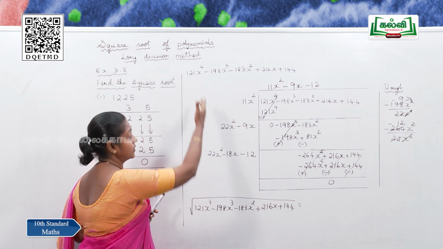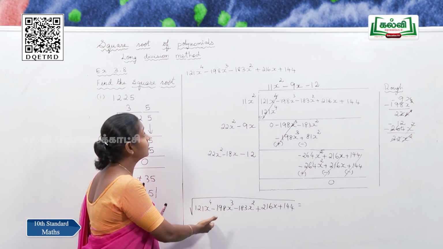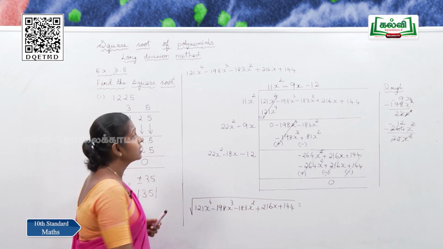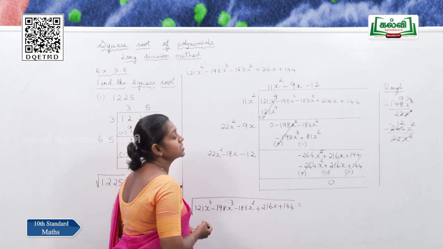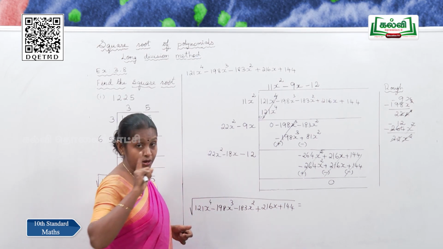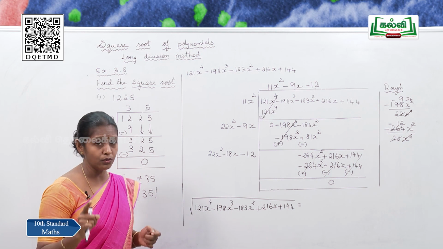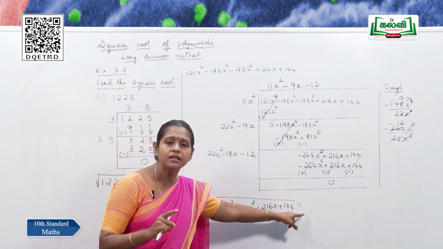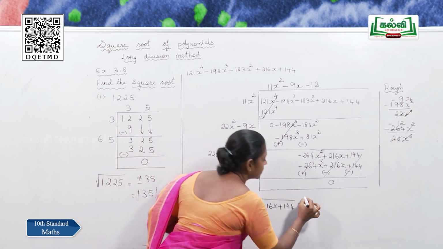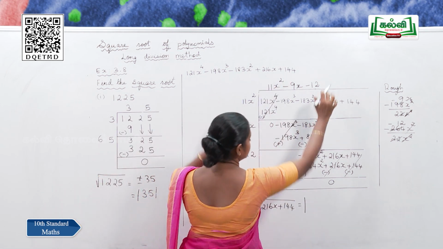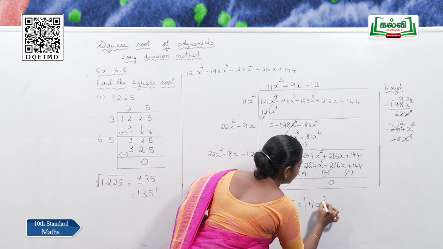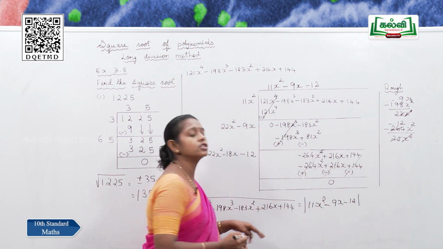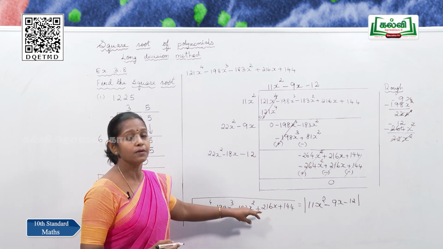Then what is the square root of the given question? 121x power 4 minus 198x cubed minus 183x squared plus 216x plus 144. Of course, you remember whenever you write the square root answer, you have to write the answer in the modulus form. So the modulus of the quotient, what is that? 11x squared minus 9x minus 12. So this is the square root of the given polynomial.